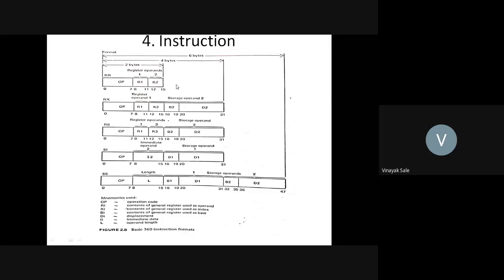storage, where operand 1 is stored in register 1, and operand 2 is stored in x2 b2, base, and the content of the base register, then the content of the index register, and a data. Then operation, in case of 4 byte instruction, a register to storage, there are 2 types of registers.